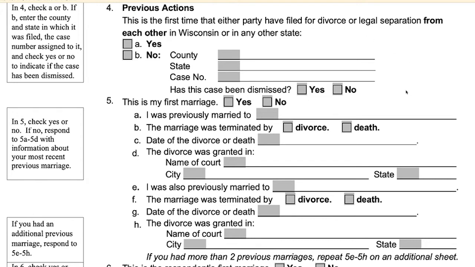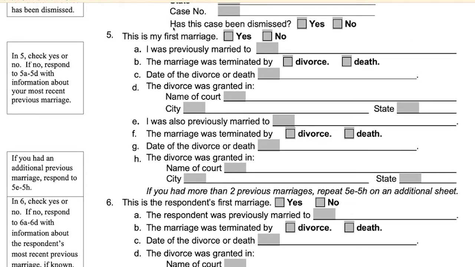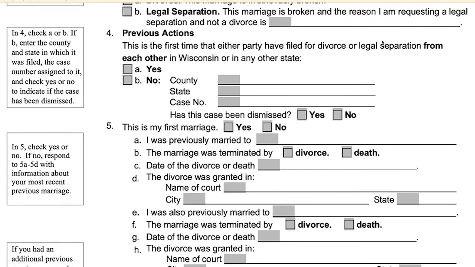If you did it in Wisconsin and can't remember the specifics, like your case number, you can look it up on the Wisconsin Circuit Court Access Program, which is available online. It's public record. And all you need to do is put your name in and look for a case between you and your spouse. The important thing here is, has it been dismissed? If you filed for a legal separation in Wisconsin and it has not been dismissed, then you don't want to be on this form. You want to be on a different form asking to have your legal separation converted into a divorce proceeding.